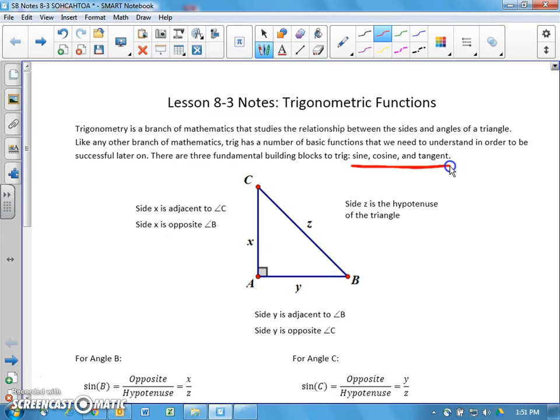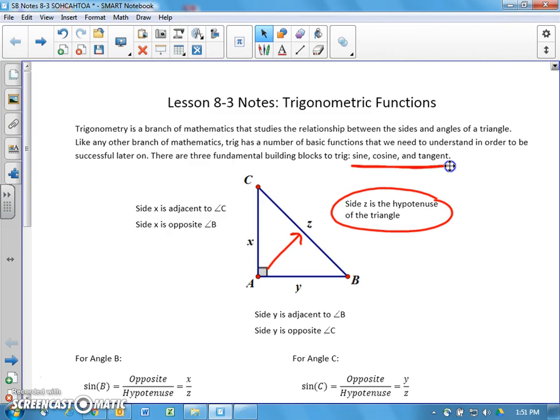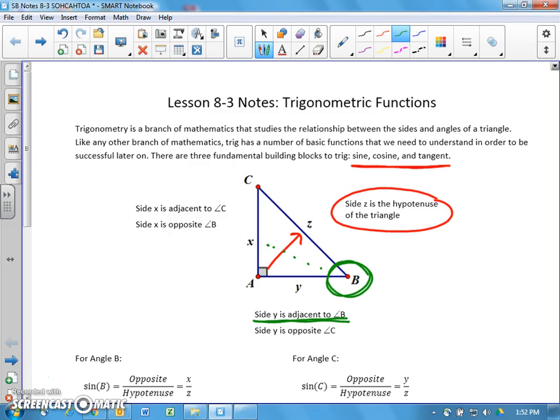So when I look at a right triangle, the first thing you need to identify is your hypotenuse. In this triangle, side Z is the hypotenuse no matter where you're standing. The other two words that we want to focus on are adjacent and opposite, and those do matter where you're standing. If you're standing on angle B, then side Y is adjacent. Adjacent just means it's next to. Across from that, we see side X. Side X would be called opposite to angle B.